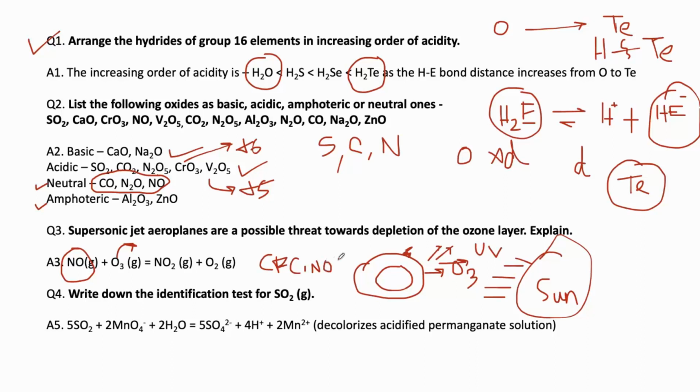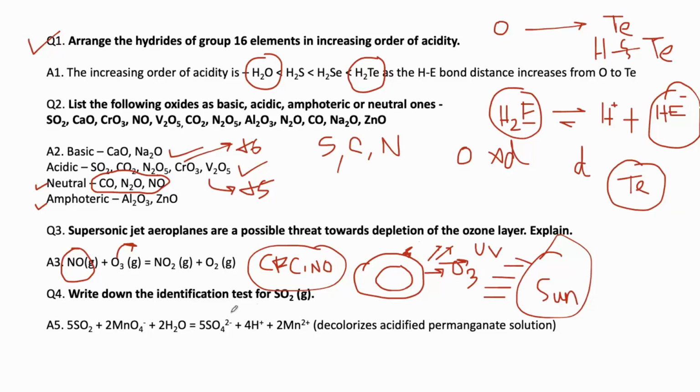In the 1980s, when these two things were banned, after a decade or two it was found that the hole was gone again, and the ozone layer has been restored. That's how the world defeated this very alarming situation, when supersonic jet aeroplanes were a possible threat towards ozone layer depletion.